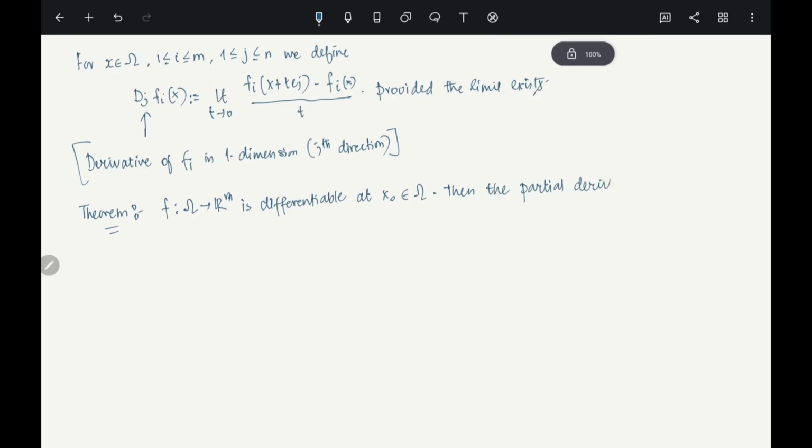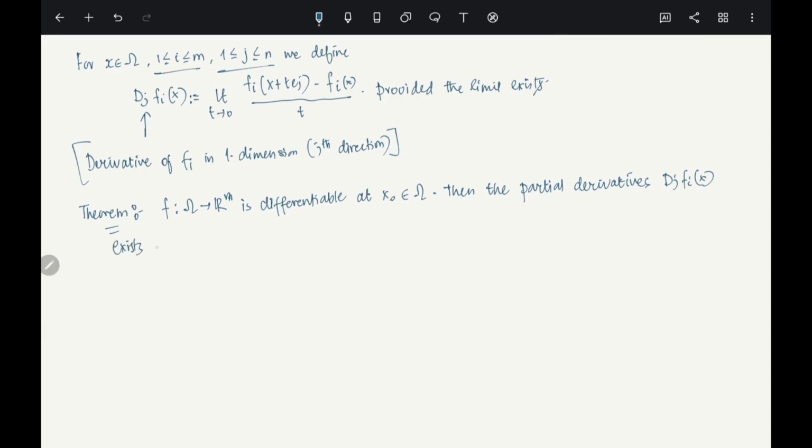The partial derivatives, sorry, not derivatives, dj fi at the point x. So you see, for each fi we have j directions, because j varies between 1 and n. So basically n directions are there for each fi, and i is varying between 1 and m, j is varying between 1 and n. Since j varies between 1 and n, I have n partial derivatives here. So these partial derivatives exist.